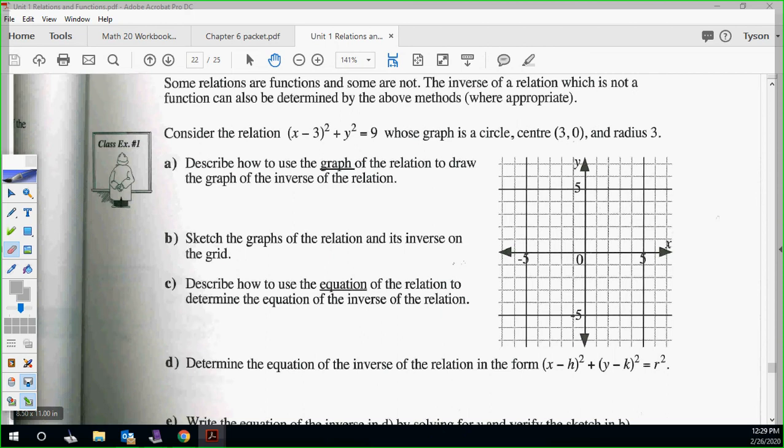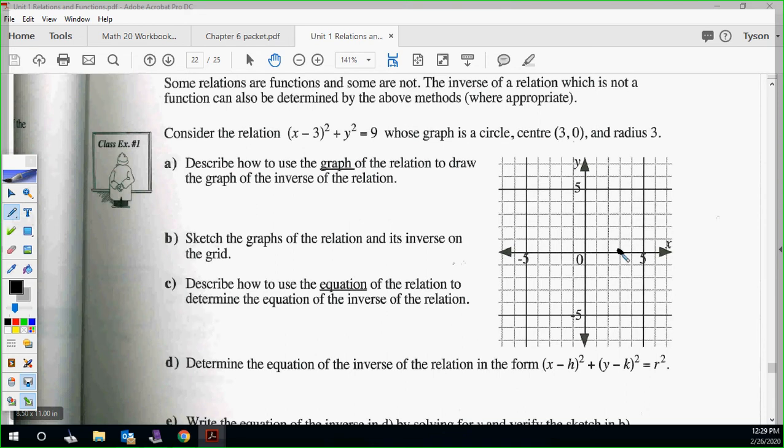They give you an equation of a circle. We don't do a ton of circles in here, even though they are neat to do in terms of algebra. But consider a relation of x minus 3 squared plus y squared equals 9, whose graph is a circle with a center at 3, 0. So you just put a dot here, 3, 0. The radius is 3.